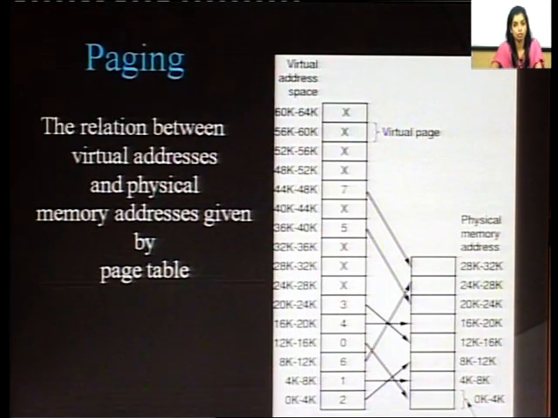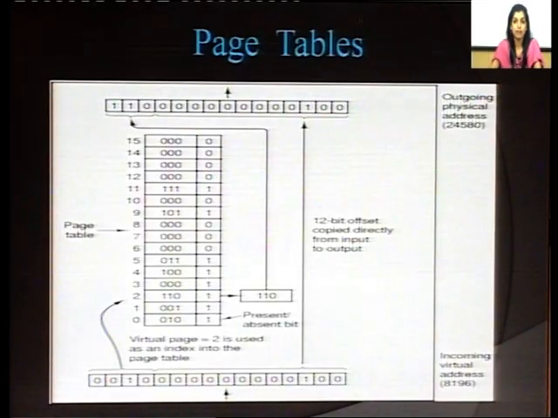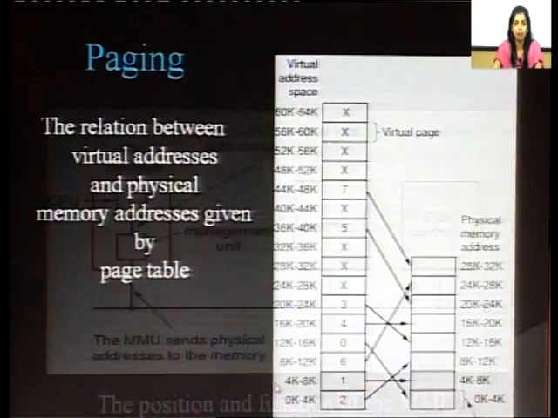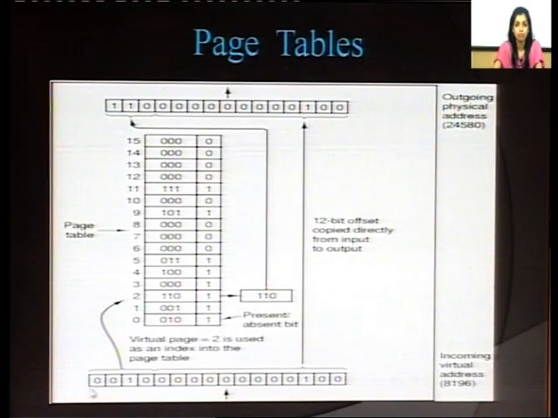Now, what is paging? The relation between virtual addresses and physical memory addresses is given by the page table. The page table is a collection of a number of pages or frames. In this way, the page table has a number of bytes. These 4 bits show the page in the page table, and the rest of the bits show the virtual or logical address. That logical address comes directly into the physical address.